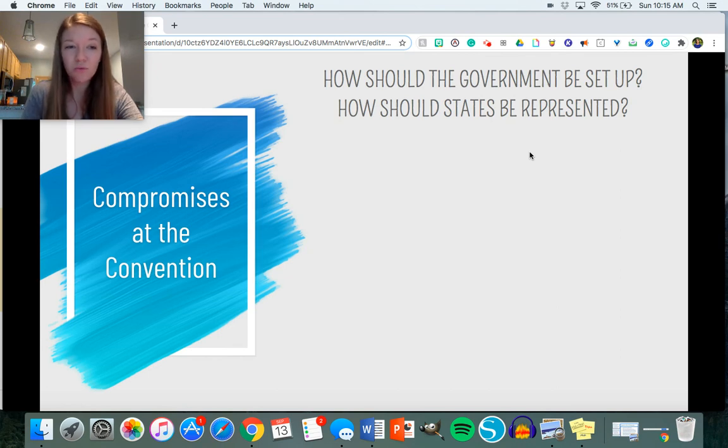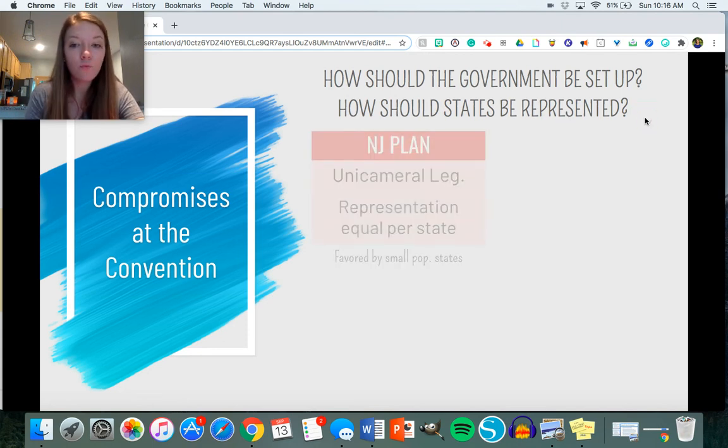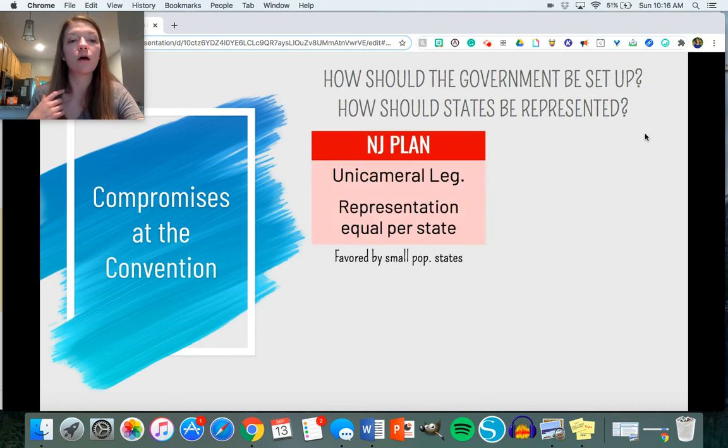really didn't work out so well. So how should the government be set up? And how should states be represented? Okay, so make sure that you're filling in the table that you see on your notes. And really, there were two plans put into place to answer these questions.